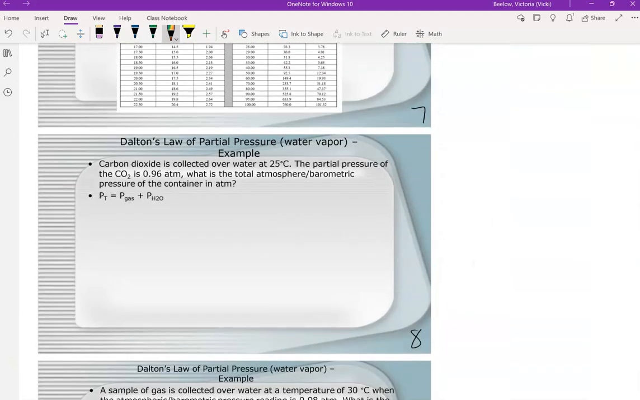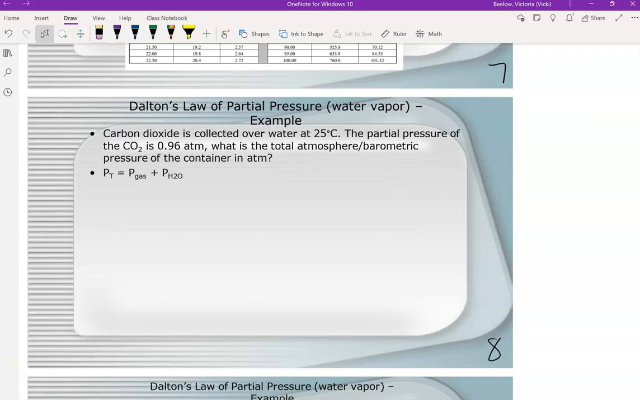In the next video, I will go over these 3 example problems.